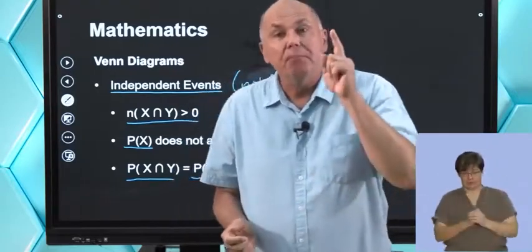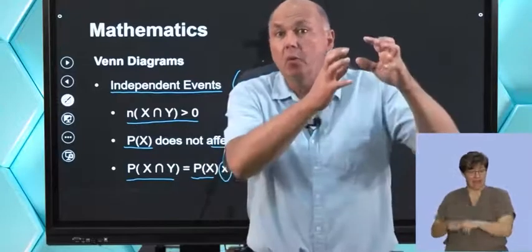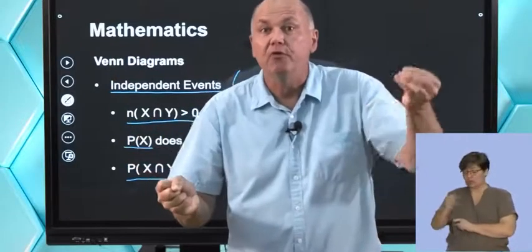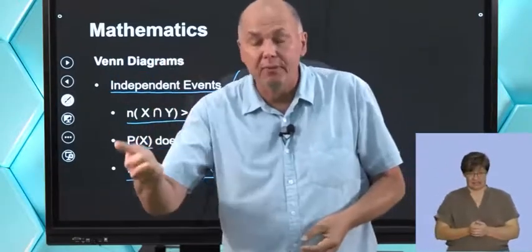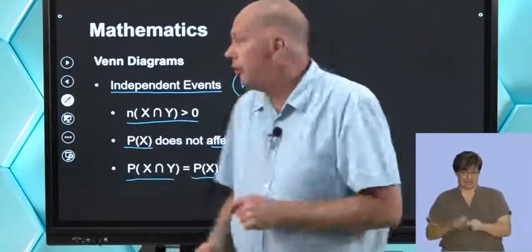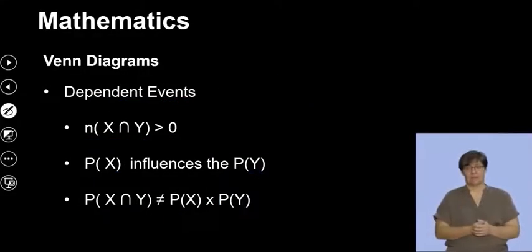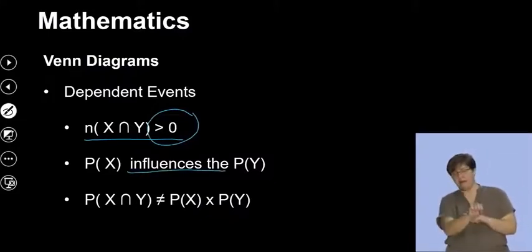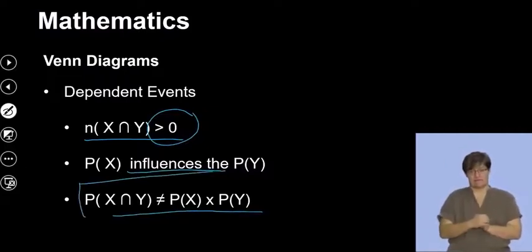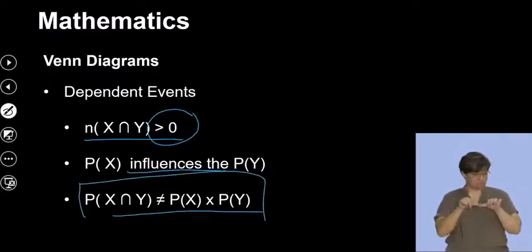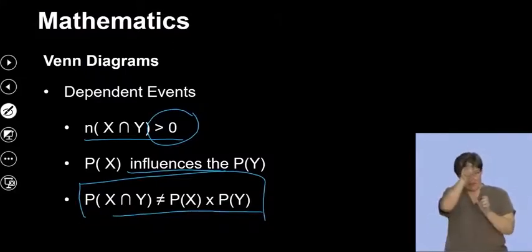But if there are dependent events, choosing one thing can affect the second one. The outcome of the first event can affect the probability of the second. And those are known as dependent events. And we summarize them very simply as follows: again, they're not mutually exclusive. There is something in the intersection, but we recognize there's an influence, and this identity doesn't hold. You can't multiply them together and find the value of the intersection.